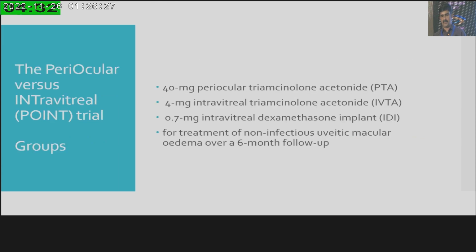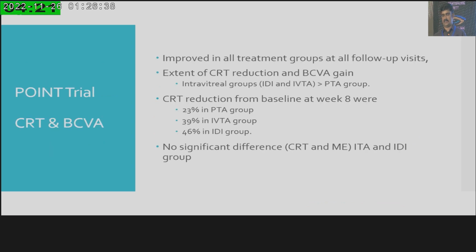So which is best now for the adjuvant treatment? It is this POINT trial, which compared 40 milligram posterior subtenon's versus intravitreal injection of triamcinolone as well as dexamethasone for a 6 months duration, and we found that all treatment groups had improvement in CRT, central retinal thickness, as well as macular BCVA, but the extent of reduction was more in the intravitreal group compared to the subtenon group.